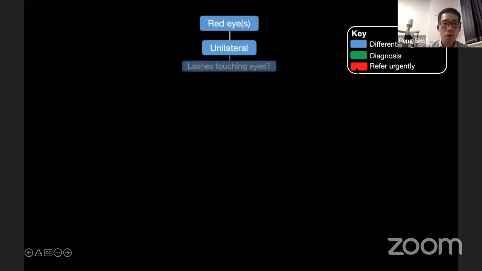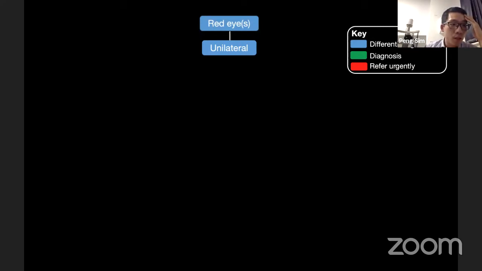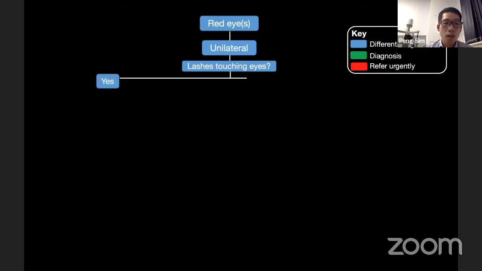So there we go, the red eye. When one eye is red, the good tip is that you should always start from the outside and always look at the eyelids. The question I put here is to check whether or not the lashes are touching the eyes, because if there's an obvious misdirected eyelash, then that's obviously the problem.